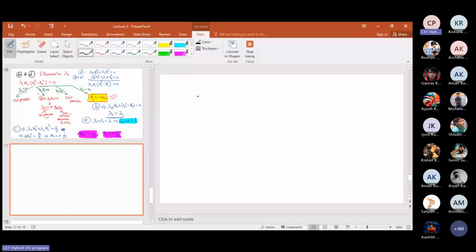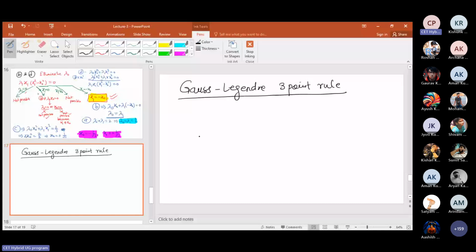So when we choose 3 points, the method is called Gauss-Legendre 3-point rule. Naturally, when you are choosing 3 points, you should expect that it will give us better result than Gauss-Legendre 2-point rule, because you are evaluating the value of the function at 3 points. In Gauss-Legendre 3-point, any integral of the form f(x) dx can be written as lambda 0 f(x0) plus lambda 1 f(x1) plus lambda 2 f(x2).